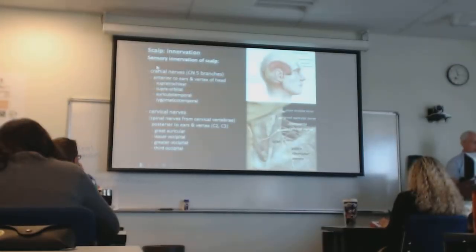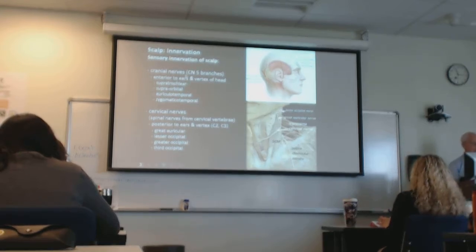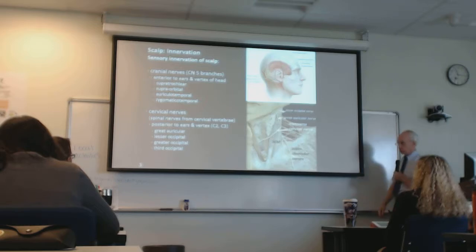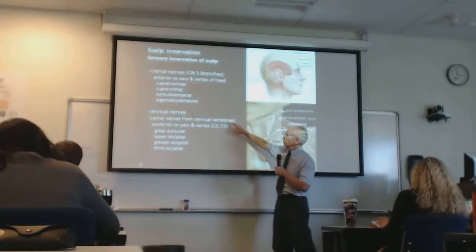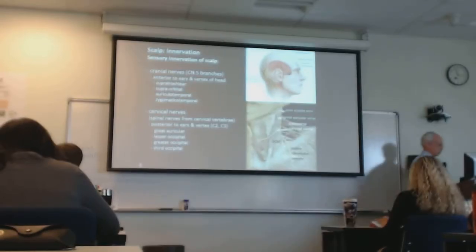So we talked about the motor innervation to the occipitofrontalis. The scalp itself is supplied by branches of cranial nerve 5 and the cervical plexus. The cervical plexus refers to the first 4 cervical nerves, 1, 2, 3, and 4. So you get sensory innervation from both of those sources.